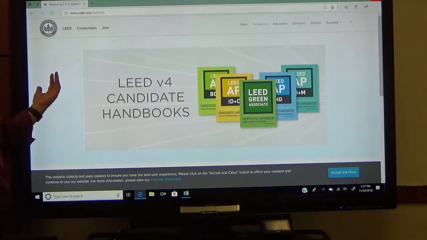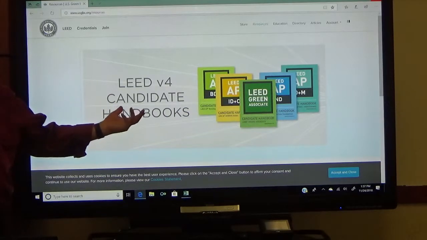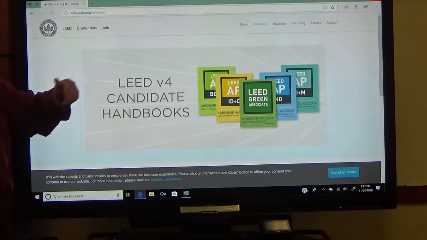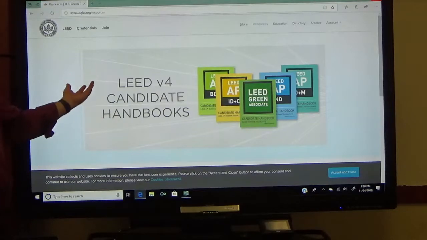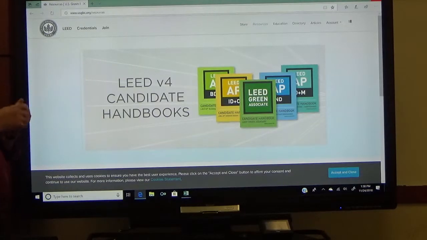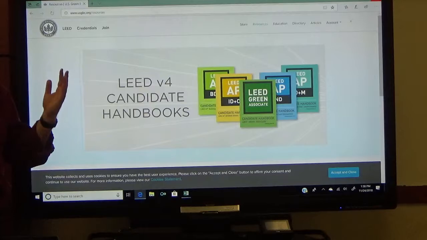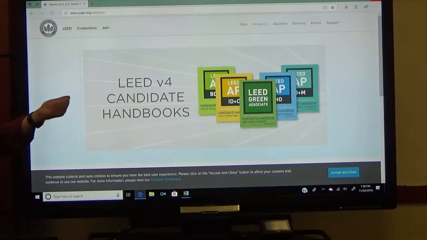Because there's nothing that precludes you as an owner from putting in highly energy efficient windows or air conditioning systems or whatever it is. What LEED does is provide third-party verification that you have done these things, so that someone on the outside can very quickly see what you've done.